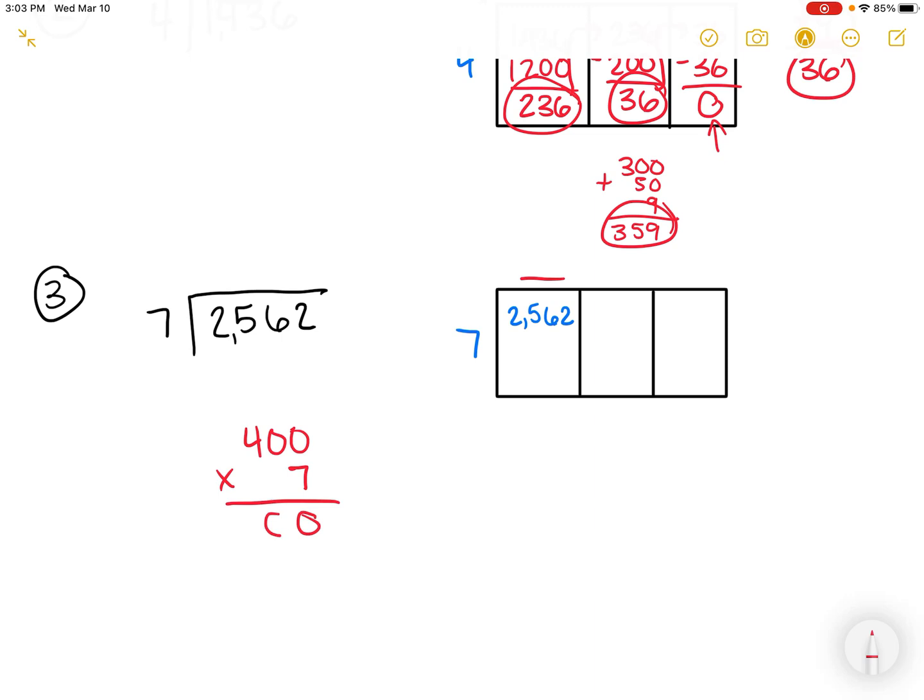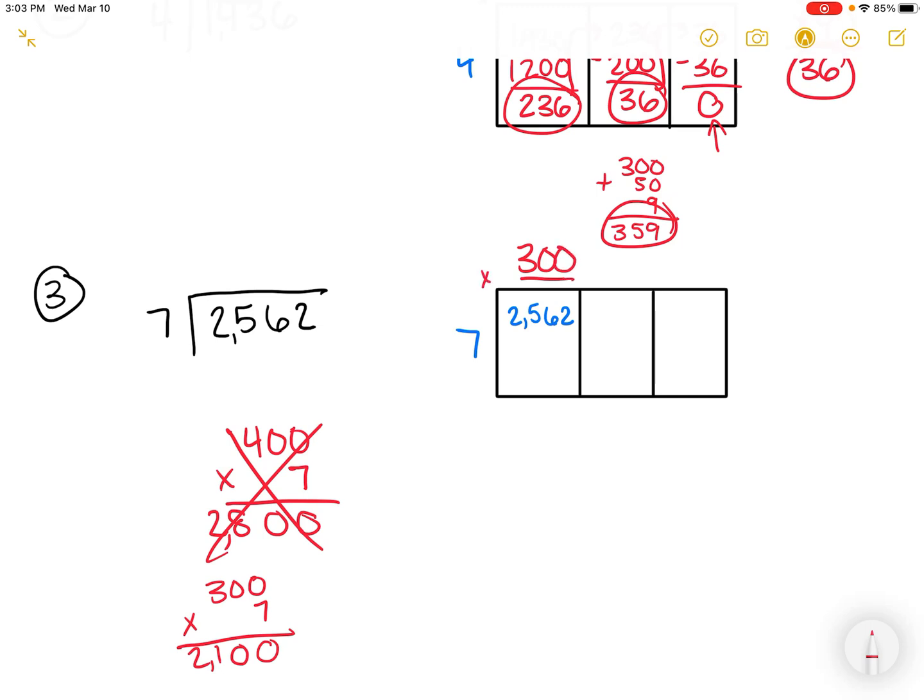400 times 7. So we have 0, 0. 4 times 7 is 28. And it actually looks like 400 is too high. So let's try 300. 300 times 7. We have 0, 0, and 21. I think that's the closest we can get, so I'm going to put 300 on the top for my hundredths.